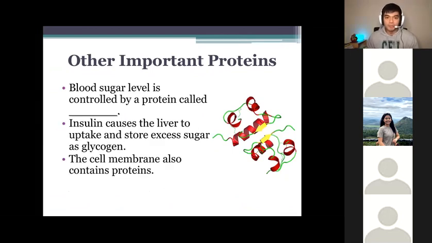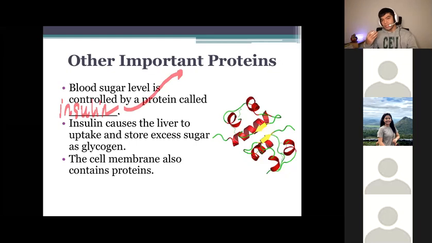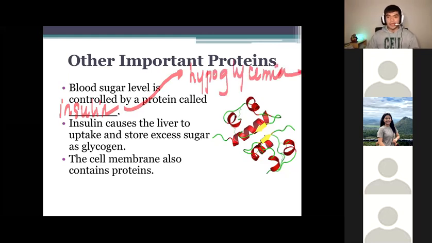So other important proteins, blood sugar level in the body is being regulated by a protein, and that is a hormone called insulin. So take note of the effects of insulin. Don't worry, may specific module tayo na i-discuss natin ang insulin sa metabolism. So sa ngayon, tandaan nyo, ang insulin can cause cellular glucose uptake resulting to hypoglycemia.